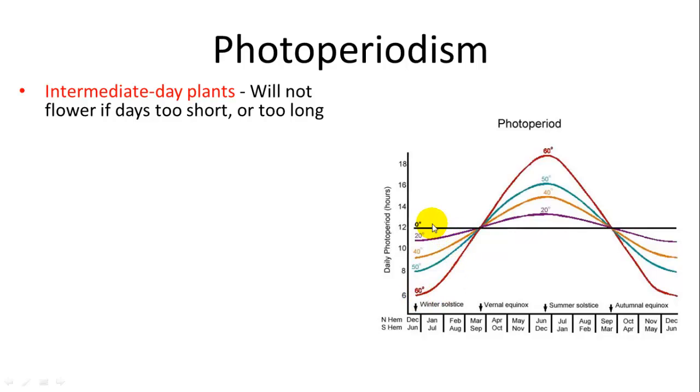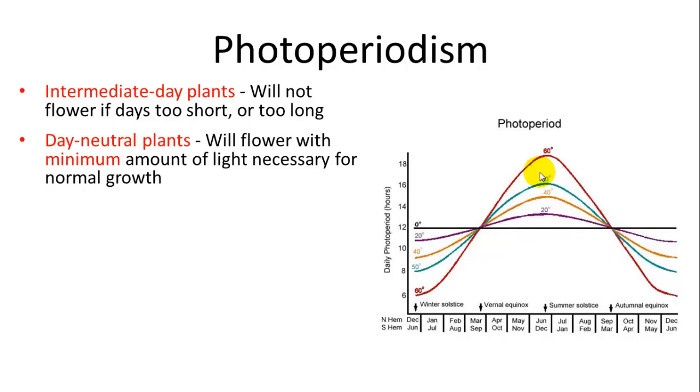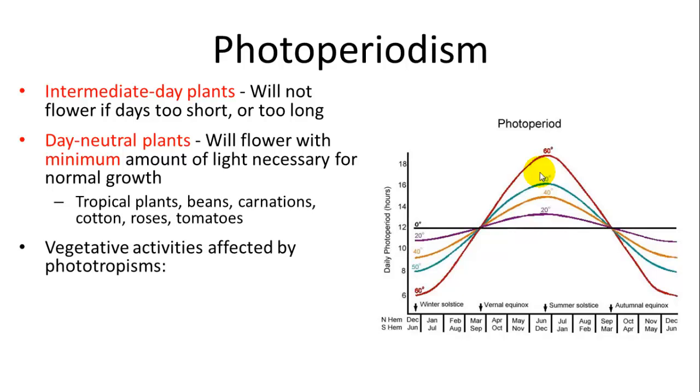So there are different types of plants which will only grow in different photoperiods. Intermediate day plants will only flower within a photoperiod that's not too short or too long. So grasses are generally like that. You have day neutral plants. These will flower with a minimum amount of light necessary. So as long as it meets a minimum, it doesn't matter how much light is there. And this is typical of tropical plants: beans, carnations, cotton, roses, and tomatoes.